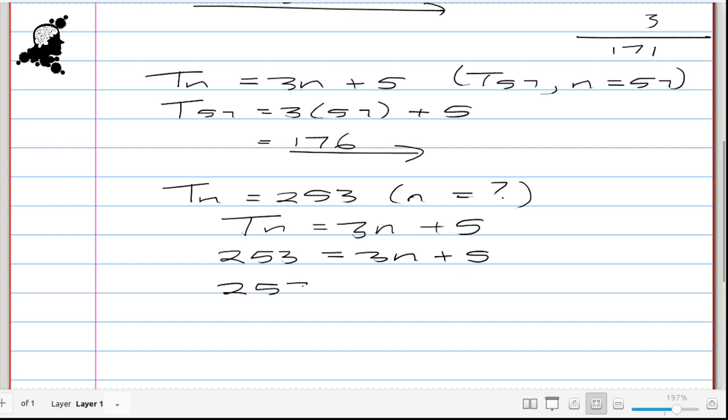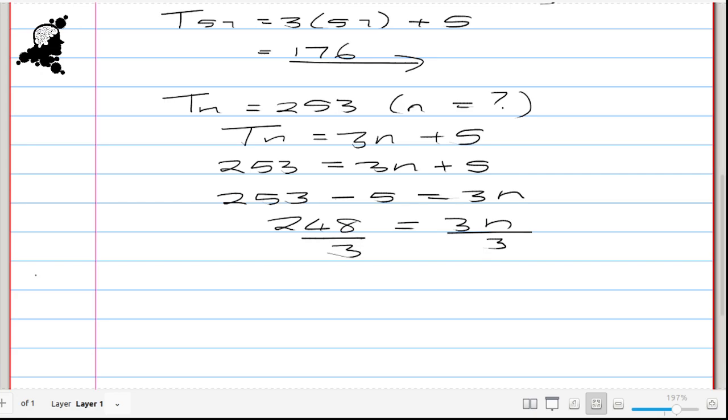So, 253 minus 5 is equal to 3n. 253 minus 5, that's going to give us 248 is equal to 3n. Divide this by 3, divide this by 3, and when I divide this by 3, I'm going to get a very interesting answer. The value of n is actually 82.66 recurring. Now, remember what we said earlier on.